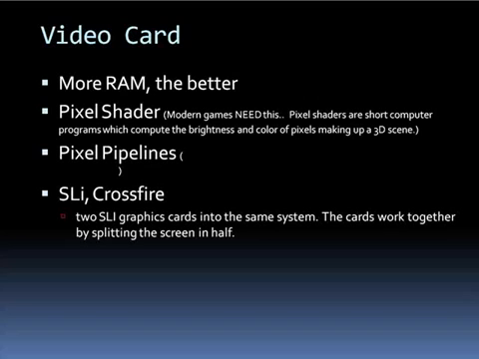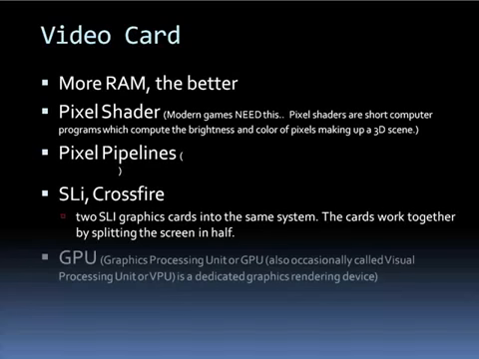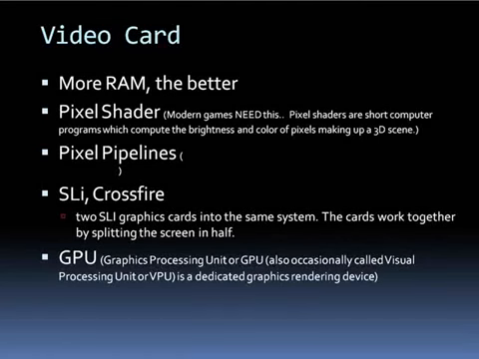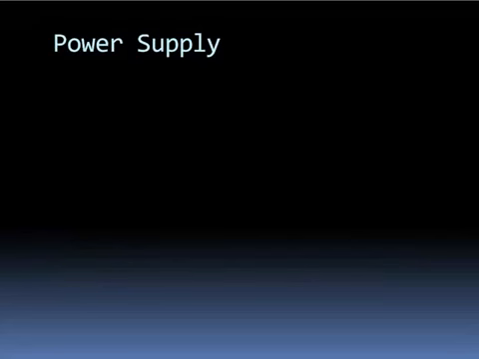SLI and Crossfire are basically two graphics cards on the same system. They work together by splitting the screen in half. If you're doing high-end gaming, it makes a big difference. The really important point with a video card, if you're into high-end stuff, is your GPU, or graphics processing unit. It's also called the Visual Processing Unit, or VPU. It's dedicated to graphics rendering and helps generate the picture. The more complex the picture, the more important that is.